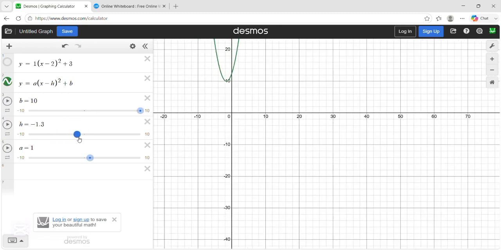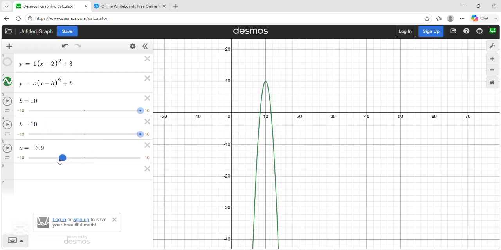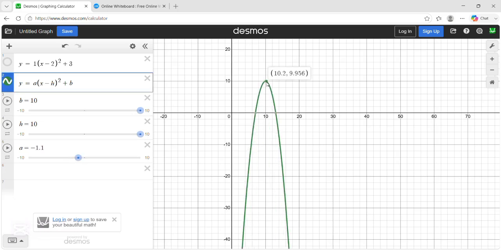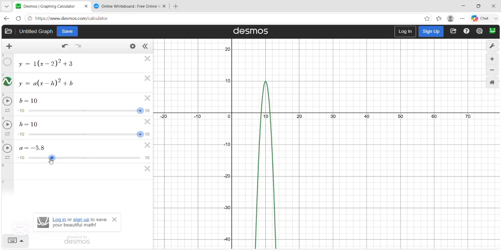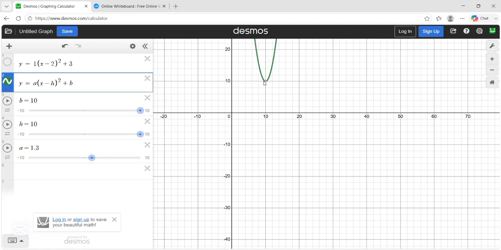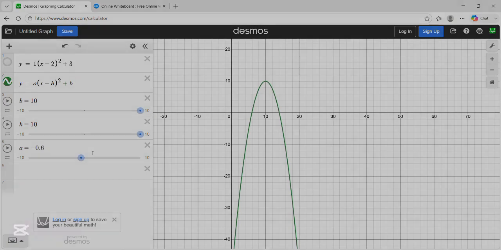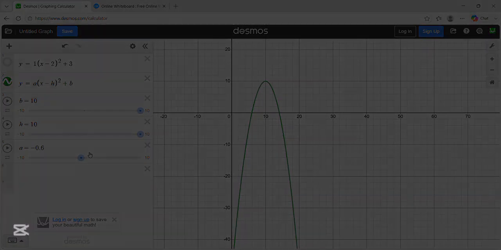For h, if I make its value go to the negative, the parabola goes to the left, and if it goes to the positive, it goes to the right. And for a, a negative value gives a parabola with a maximum point over here, because the coefficient of x squared is negative. But if it goes positive, then the minimum point will be here. So that's how you can find the turning points using Desmos. Pretty simple.